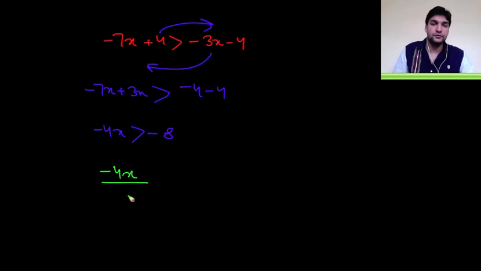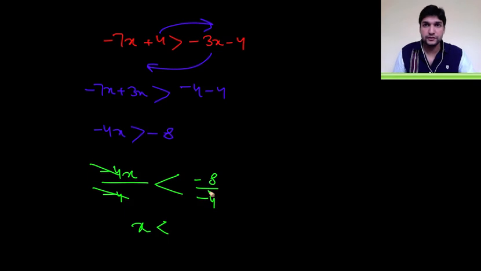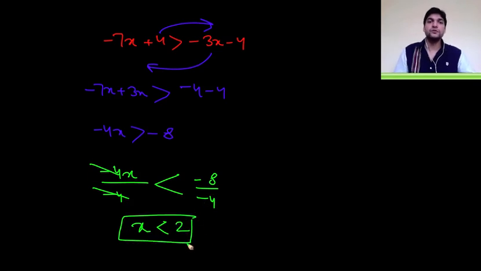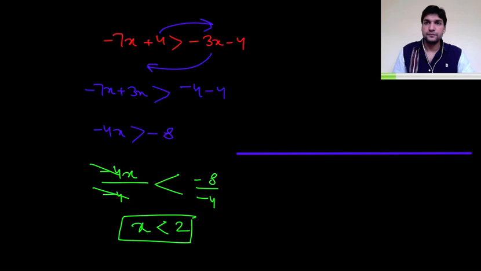So this will become minus 4x upon minus 4 less than minus 8 upon minus 4. These two will cancel out and x will be less than, with an even number of negative signs, so the final answer will be positive. 8 upon 4 is 2. So this will be x less than 2. And let's draw the number line. So this will look like this, and then we can mark some points here.